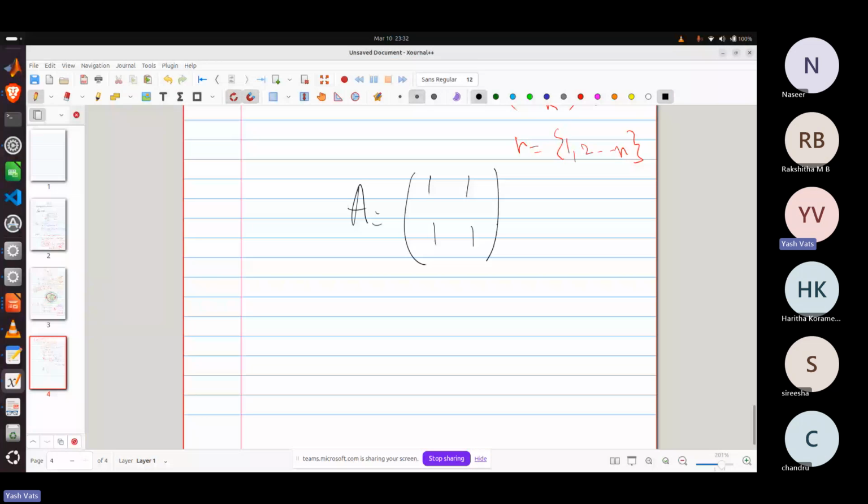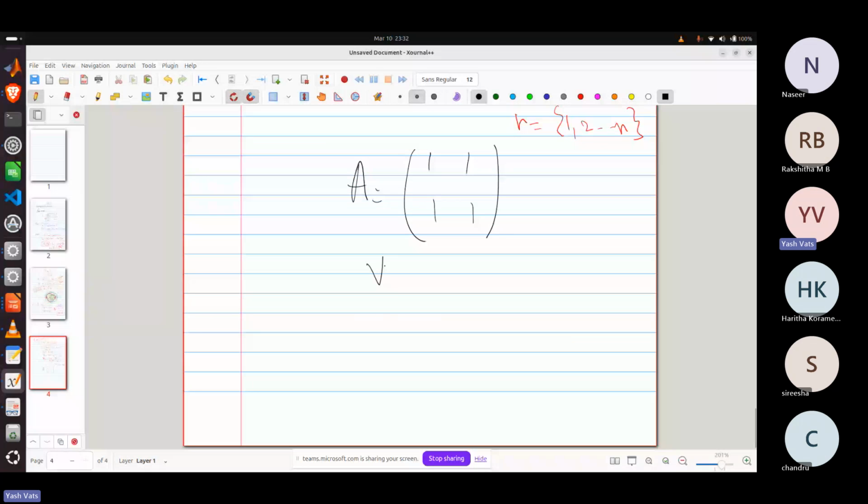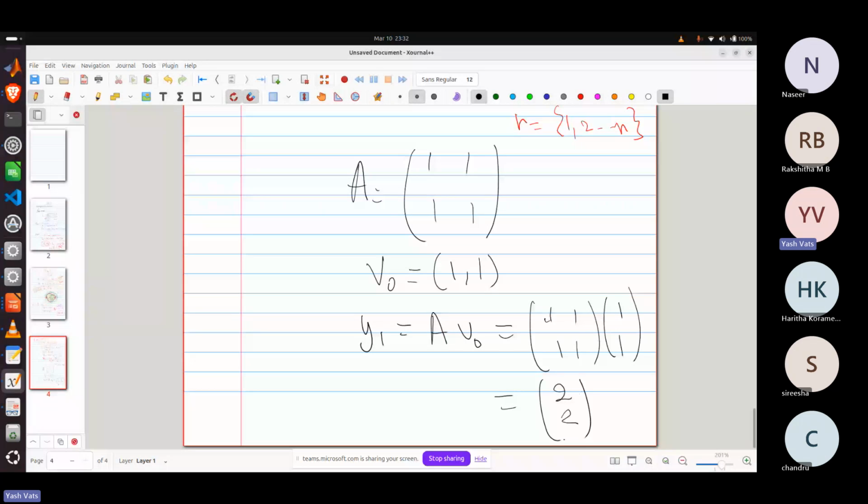So y1 is A v naught. V naught is your 1 1. So y1 is A times v naught, which is, you multiply A by 1 1, which is 2 2. So y1 is 2 2. Okay.